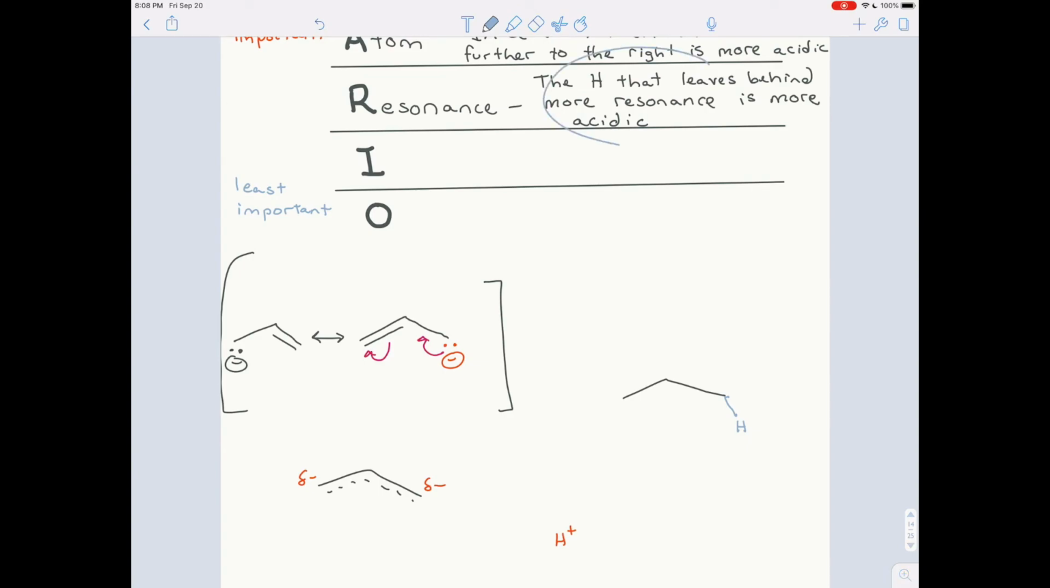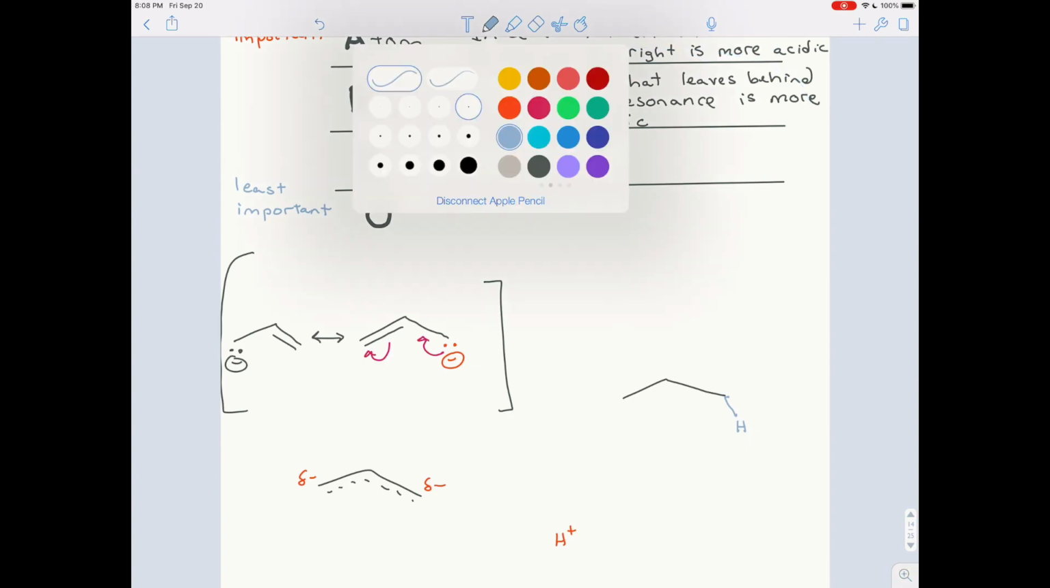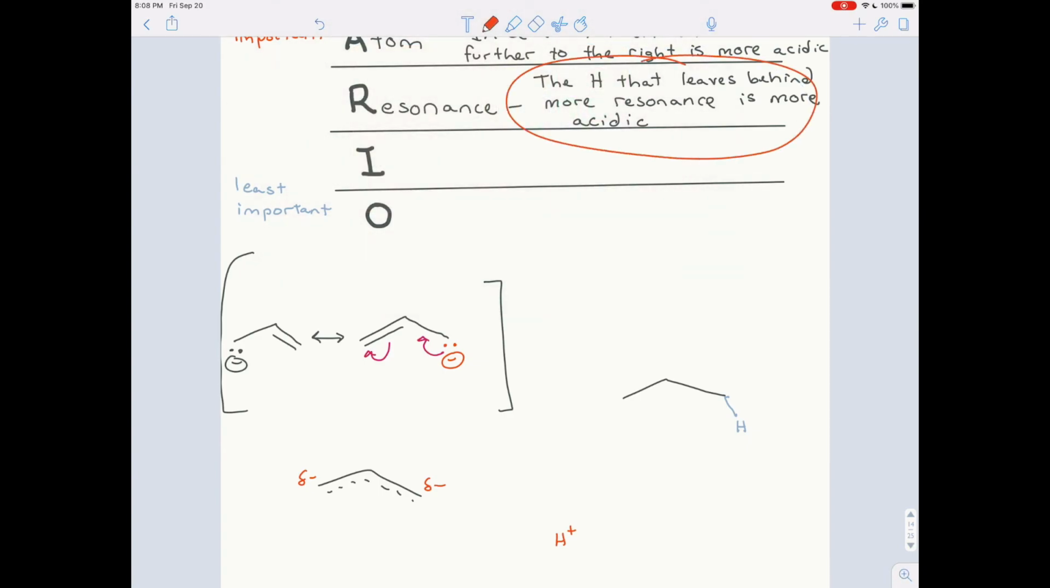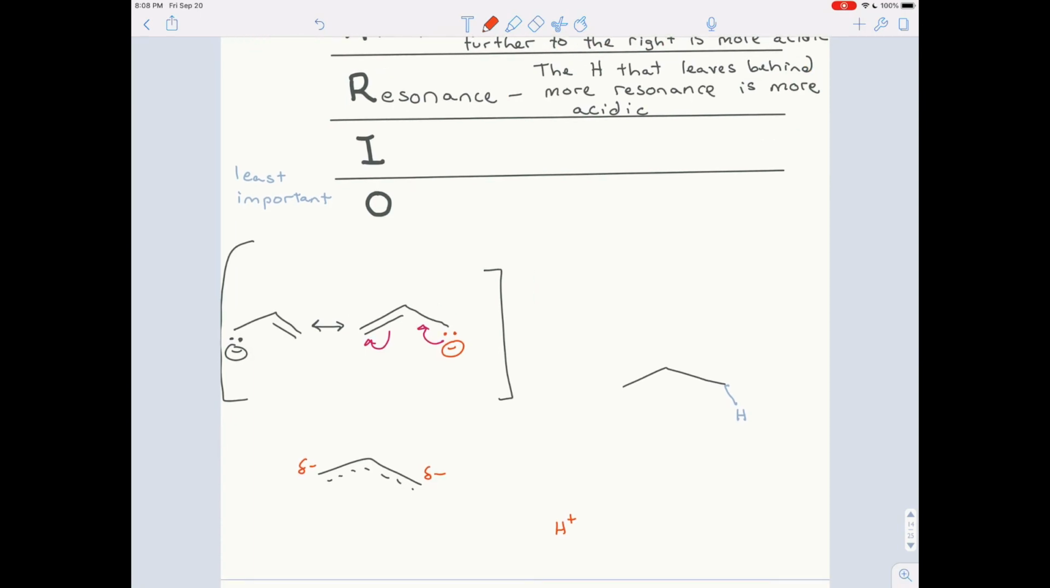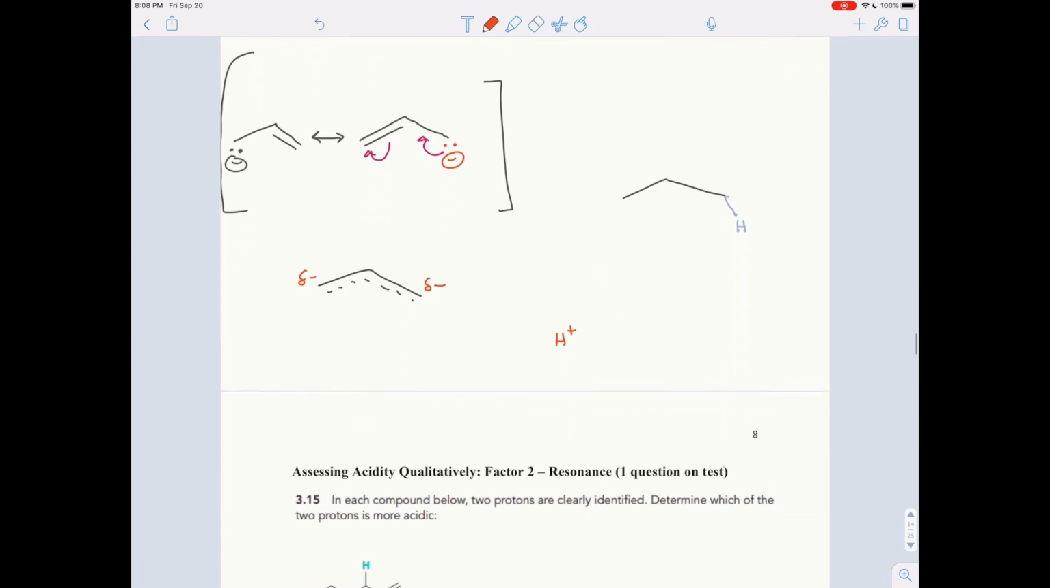So the hydrogen that leaves behind more resonance, in our previous example, that was the orange one, that hydrogen will be able to come off the molecule more. That hydrogen will be more acidic.